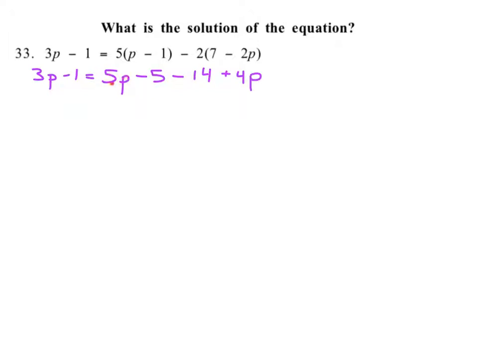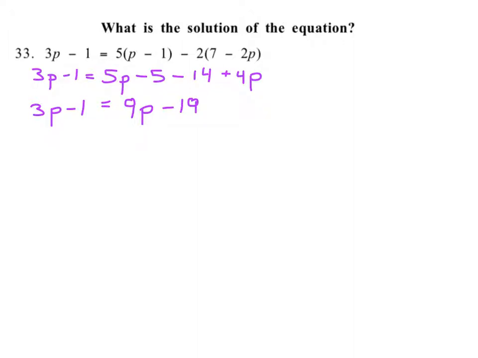Now we got to combine the like terms. We've got this 5p and this 4p, and we've got this negative 5 and this negative 14 going together. So we say 3p minus 1. Let's deal with the p's. 5p and 4p is 9p. And negative 5 minus 14 is negative 19.